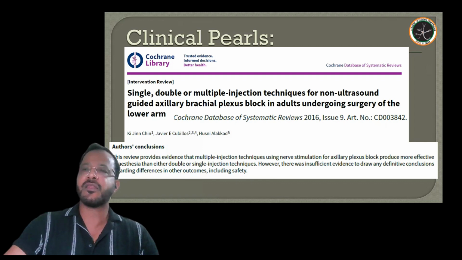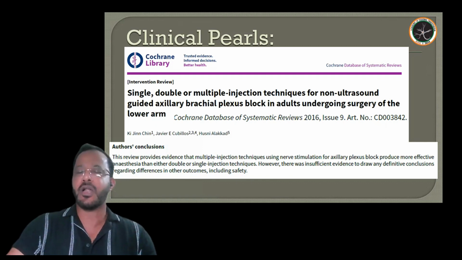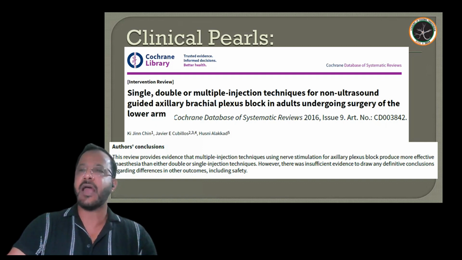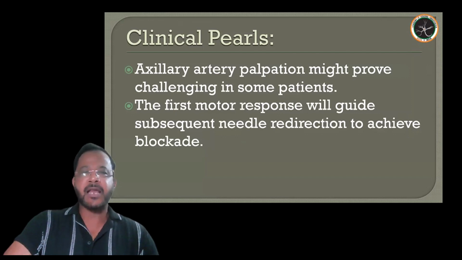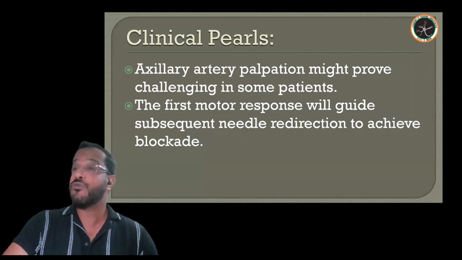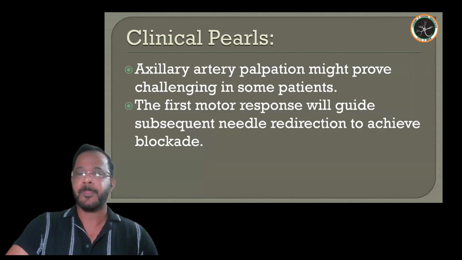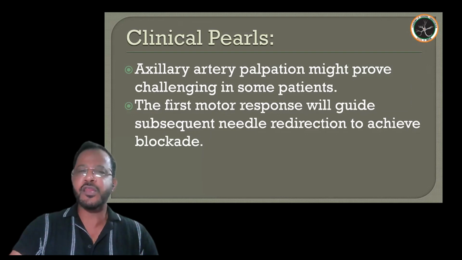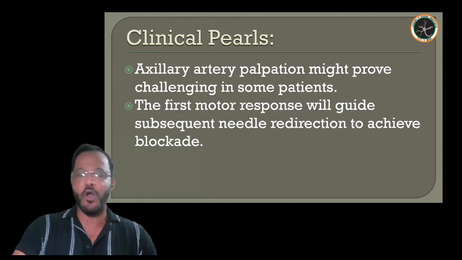And if you are selecting multiple injection and you have a time constraint, you can block the radial, the musculocutaneous, and the median nerve. The ulnar nerve, usually you can skip if you have a time constraint. Axillary artery palpation might prove challenging in some patients. If you have a patient with a thick arm, sometimes the axillary artery palpation becomes challenging. The first motor response will guide the subsequent needle redirection to achieve the blockade.